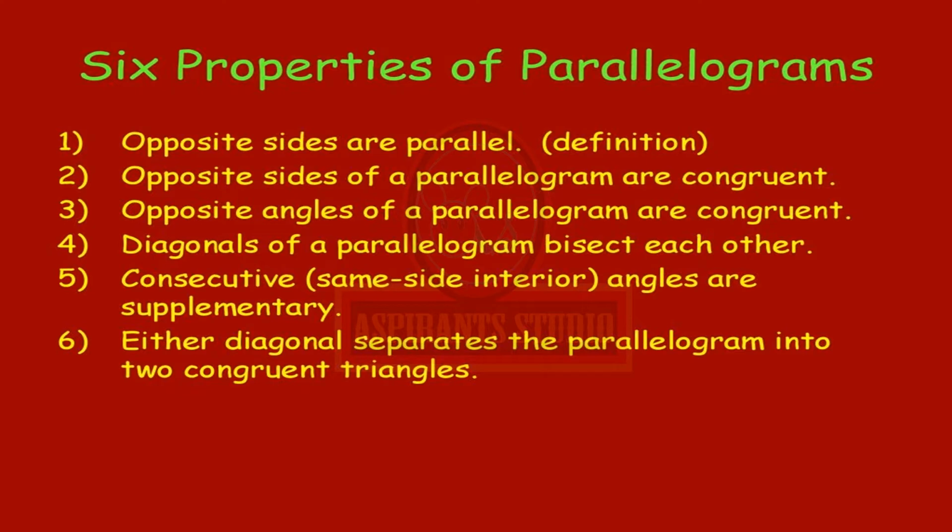6 properties of parallelograms. Opposite sides are parallel. Opposite sides of a parallelogram are congruent. Opposite angles of a parallelogram are congruent. Diagonals of a parallelogram bisect each other. Consecutive, that is, same side interior angles are supplementary. Either diagonal separates the parallelogram into two congruent triangles.